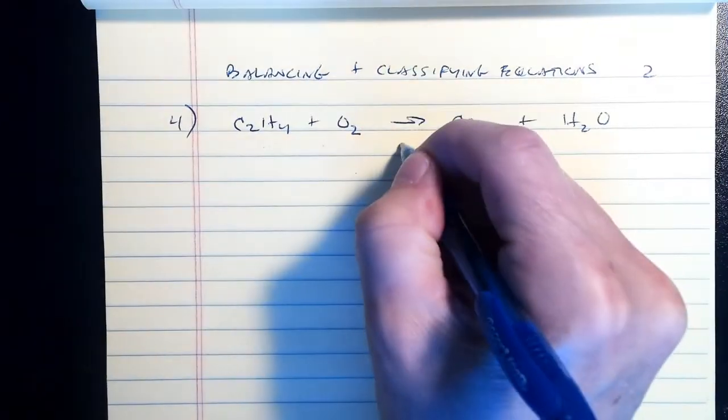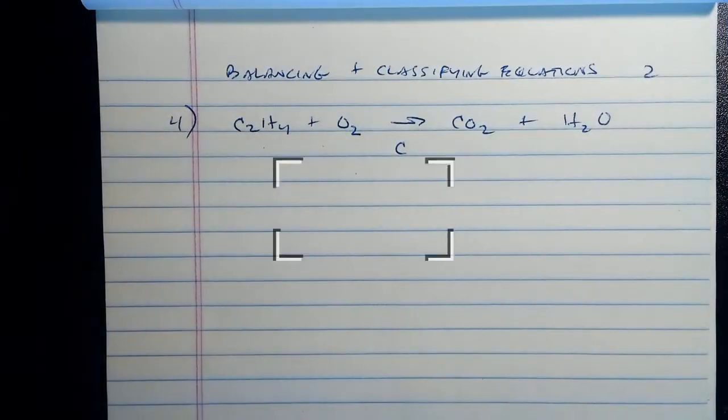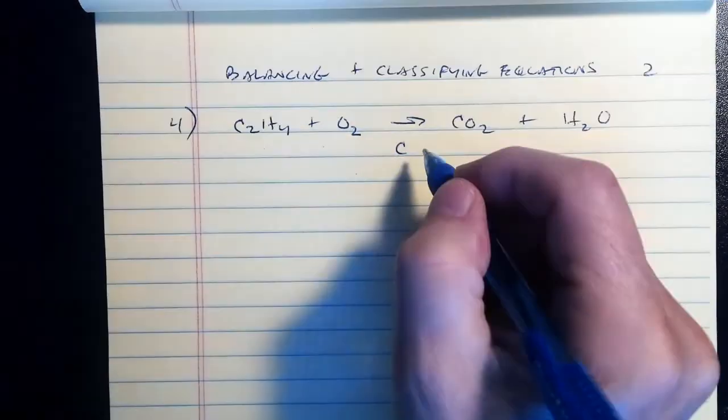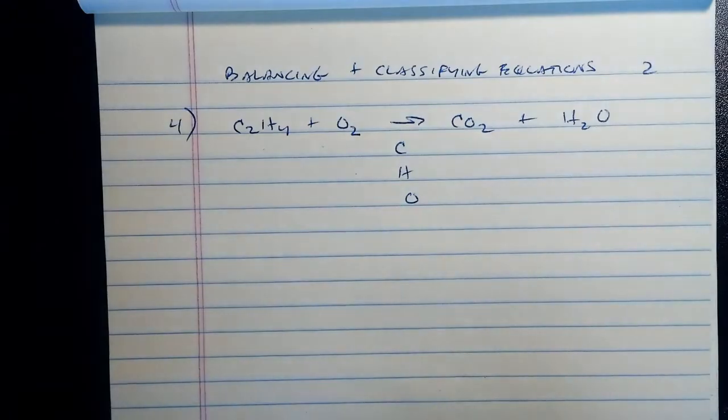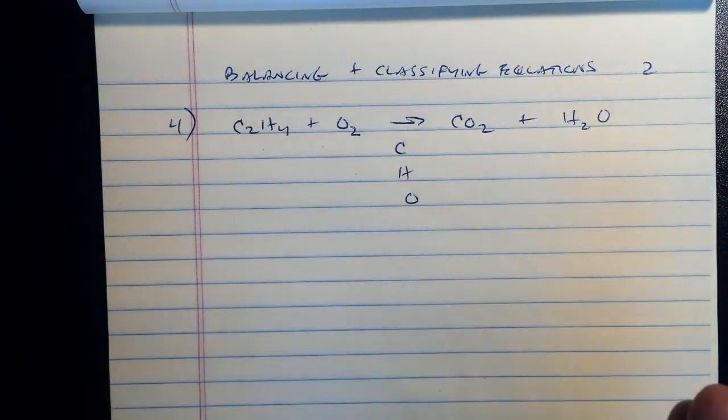So let's go ahead and write down our elements and count them up. So we got carbon, hydrogen, and oxygen. Now when we're balancing these types of combustion equations, we're going to save oxygen for last and hydrogen for next to last. Okay, it's better because they're more complicated.